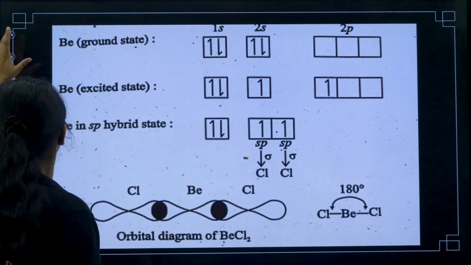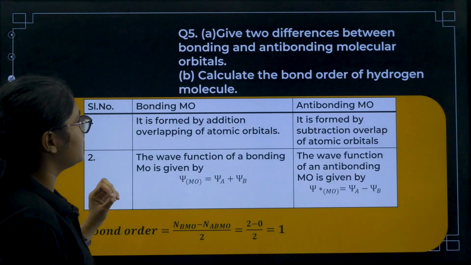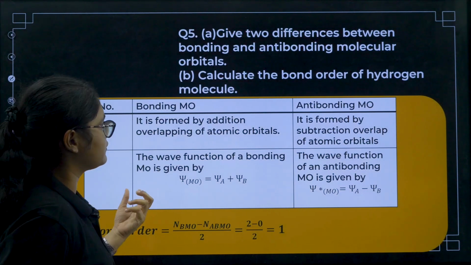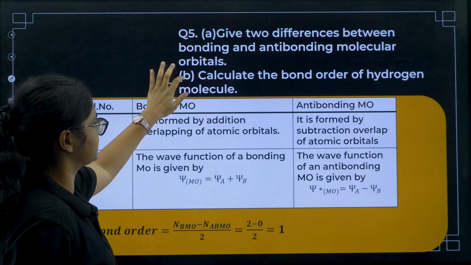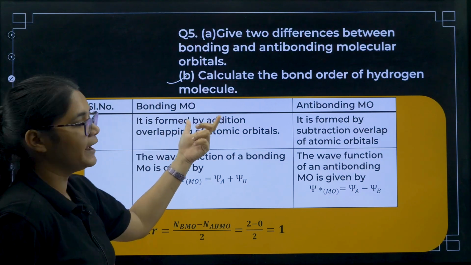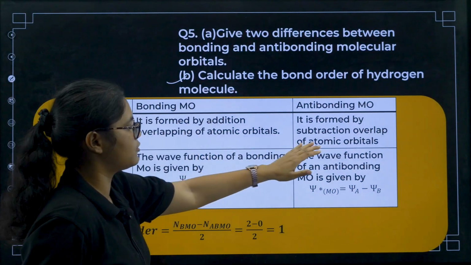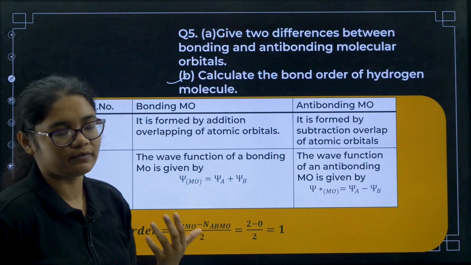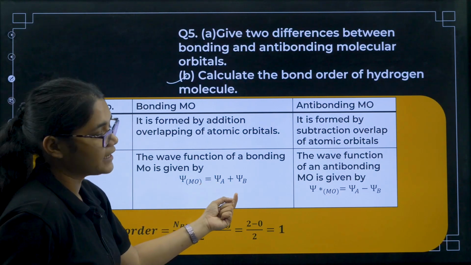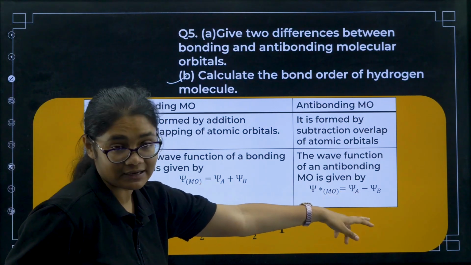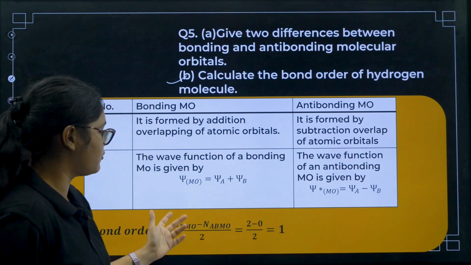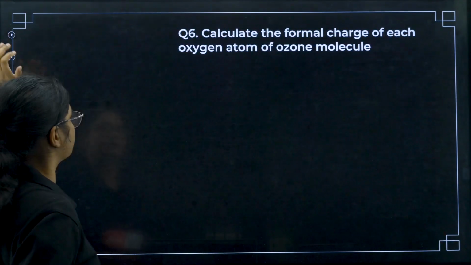Next we have the difference between bonding and anti-bonding molecular orbitals, and calculate the bond order of the hydrogen molecule. This question I have already done. Bonding is formed by the addition of atomic orbitals, anti-bonding is formed by the subtraction or the overlap of the atomic orbitals. Then you can write down the wave function: psi a plus psi b here, and psi a minus psi b here. Here you can write energy is lower, energy is higher. The bond order of hydrogen we have already calculated.